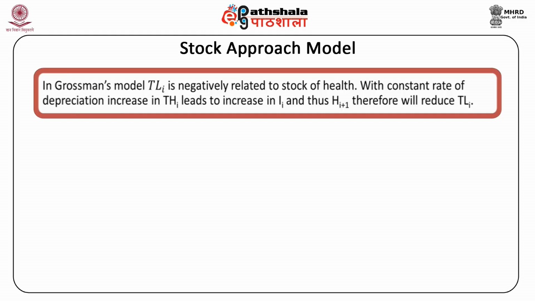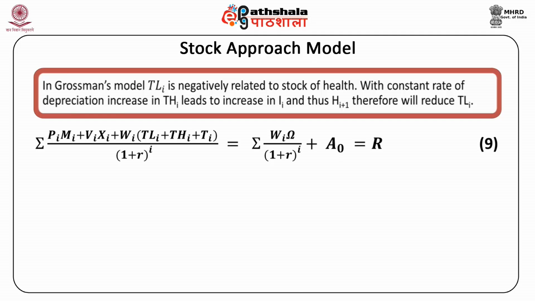Substituting 7 in 6, we get the full wealth constraint as summation Pi Mi plus Vi Xi plus Wi (TLi plus THi plus Ti) upon (1 plus R) raised to the power i is equal to summation Wi omega upon (1 plus R) raised to the power i plus A0, equation 9. Equation 9 states that full wealth is equal to initial wealth.